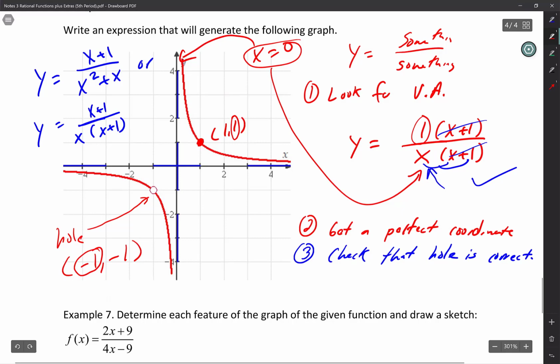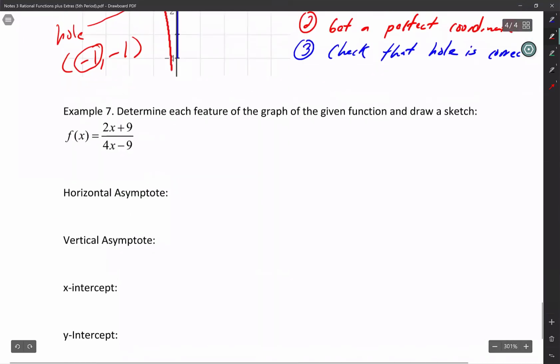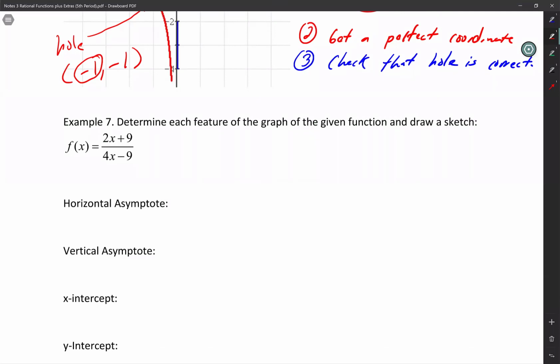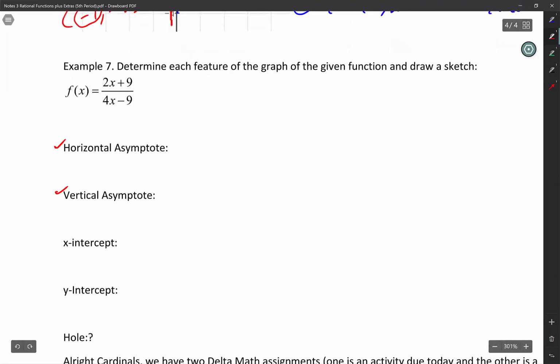All right, guys. Let's go ahead and do one last one. And this one says, determine each feature of the graph of the given function and draw a sketch. First it says horizontal asymptote, and they want all these. Well, I shouldn't put check marks yet. Let's go ahead and see if we can answer them.